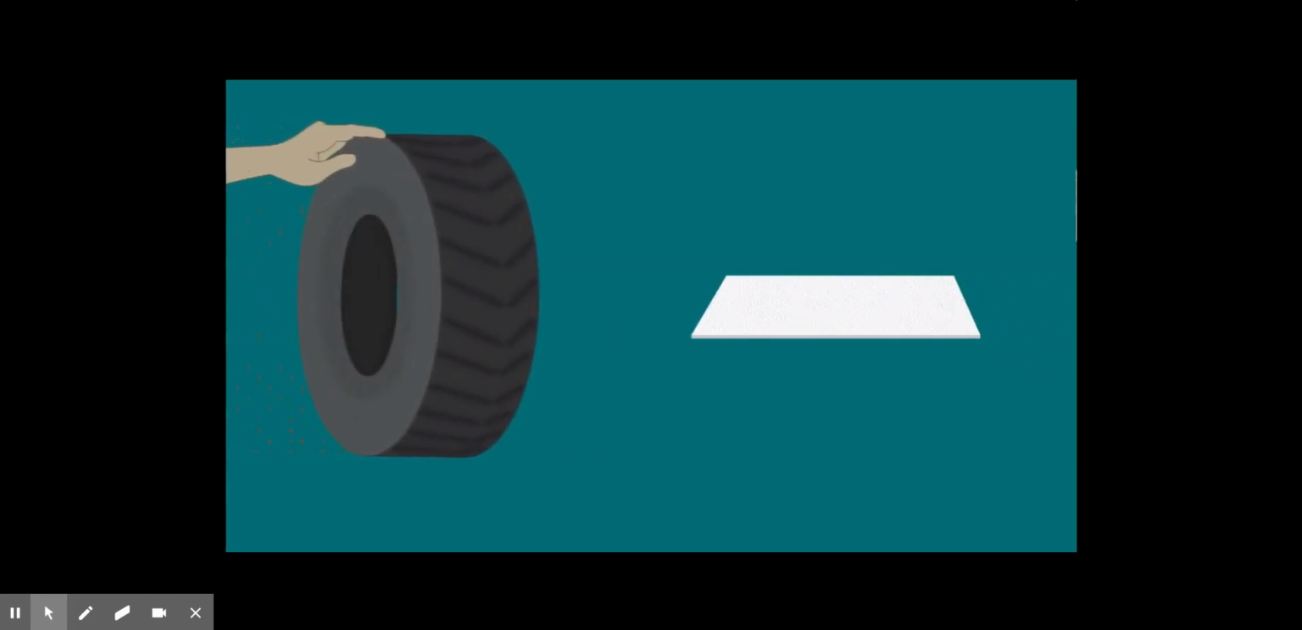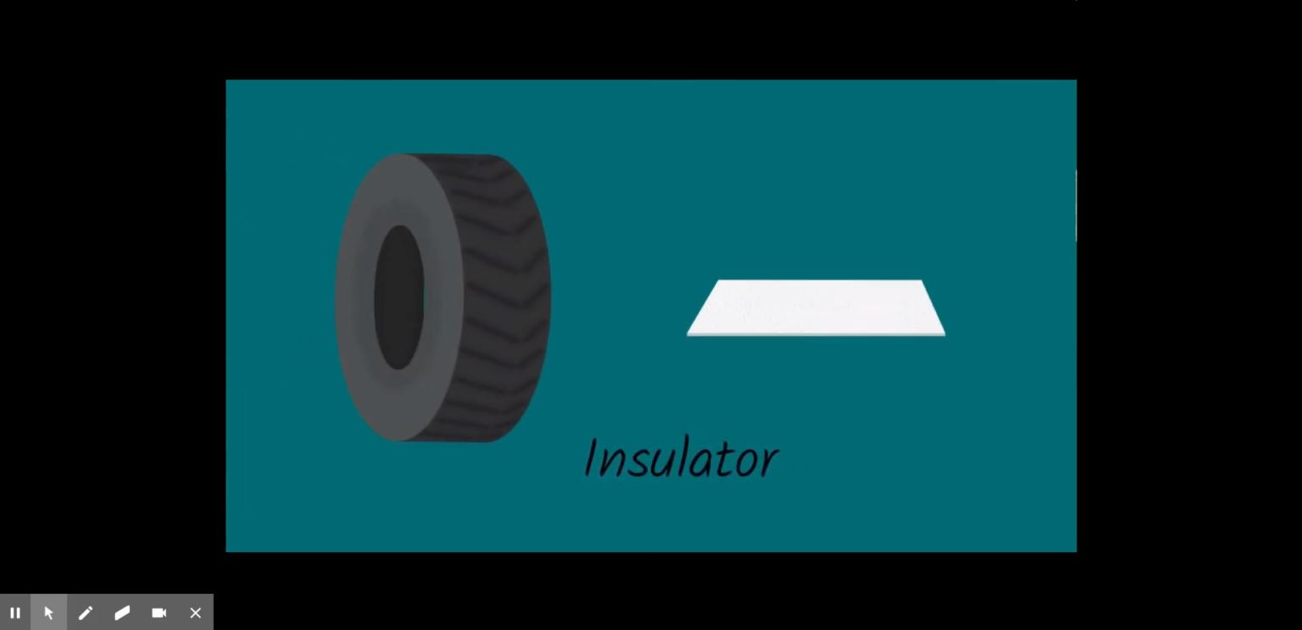If electrons can move quickly and easily in a material, then that material is a conductor. A conductor is anything that allows electric current to flow from one point to another. The opposite of a conductor is an insulator. An insulator is a material that does not let electrons move well and doesn't conduct electricity.